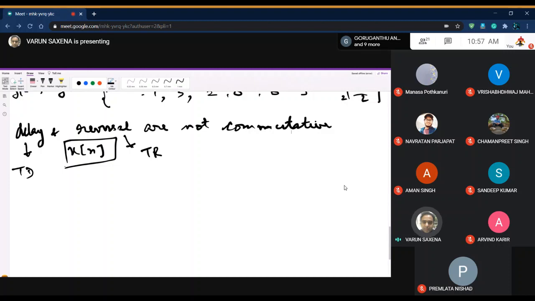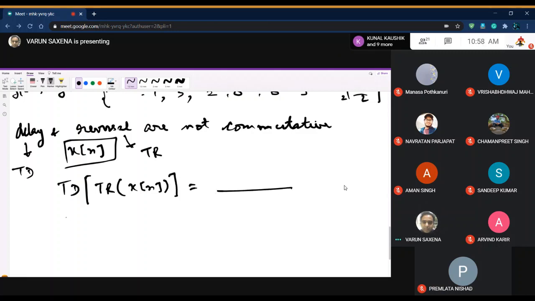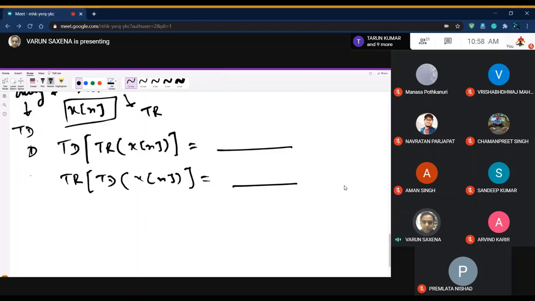What I'm trying to ask you is this. I am saying that td, tr, xn will give you something. tr, td, xn will also give you something. Are these two things equal? In the first case, I am operating time reversal first on xn, and then I am doing time delay. In the second case, I am doing time delay on xn first, and then I am reversing it.